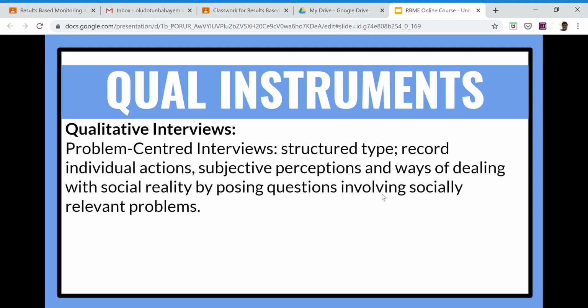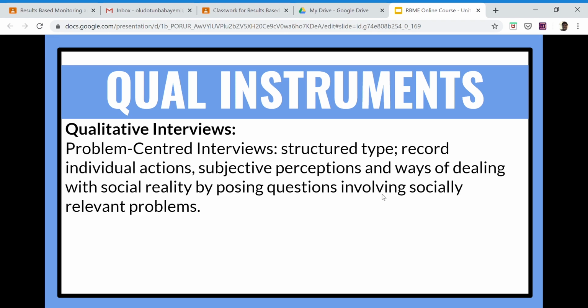And another type of qualitative interview you could have is the problem-centered interview, which is a structured type. So this is also structured. You follow your guide, and you do not need to tweak what is on your guide. So, and this looks at individual actions, subjective perceptions, and ways of dealing with social realities.